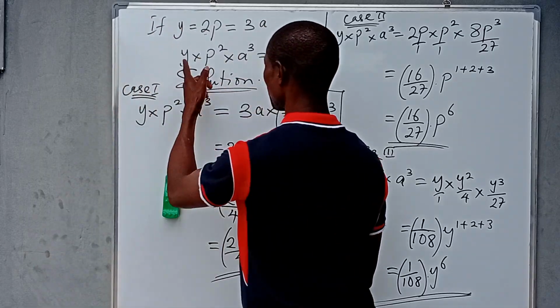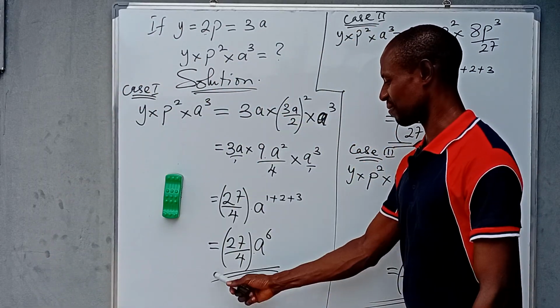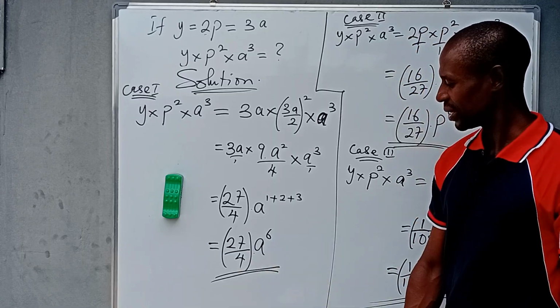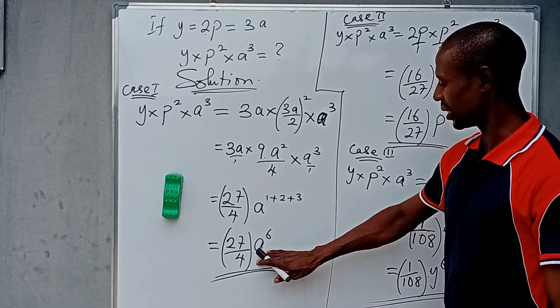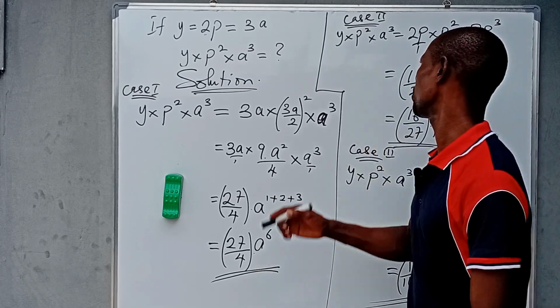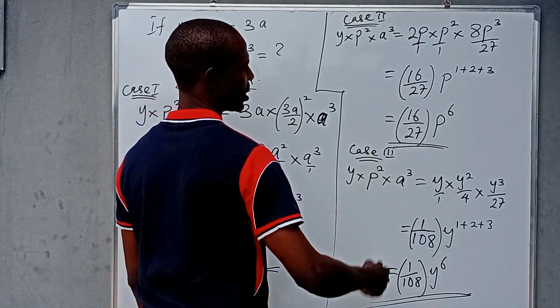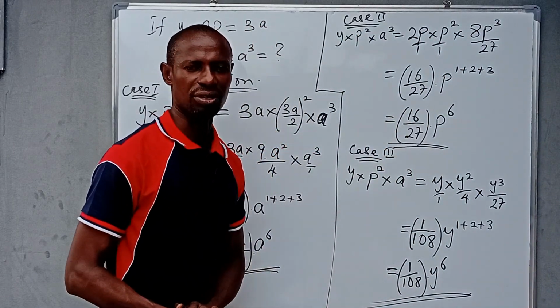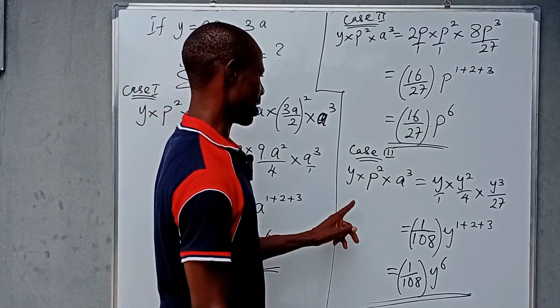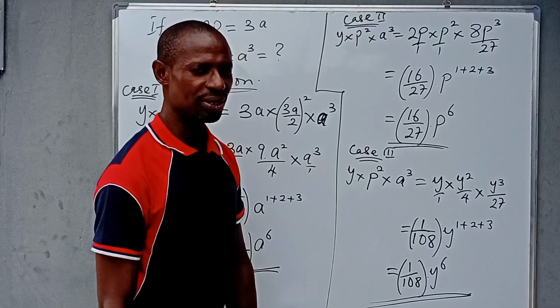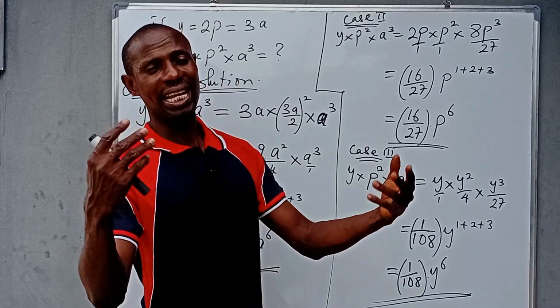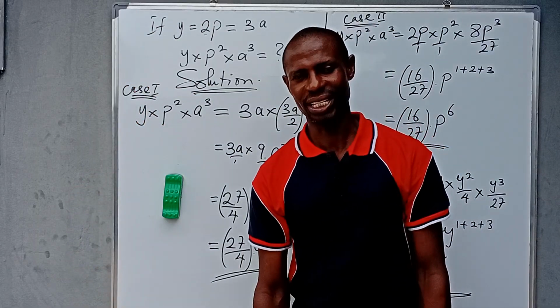So from this expression, we have three case scenarios here. The first one, we have 27 all over 4 times a raised to the power of 6. The next one, which is case 2, we have 16 all over 27 times p raised to the power of 6. And the last one, we have 1 all over 108 times y raised to the power of 6. So this is how you evaluate expressions of this kind.